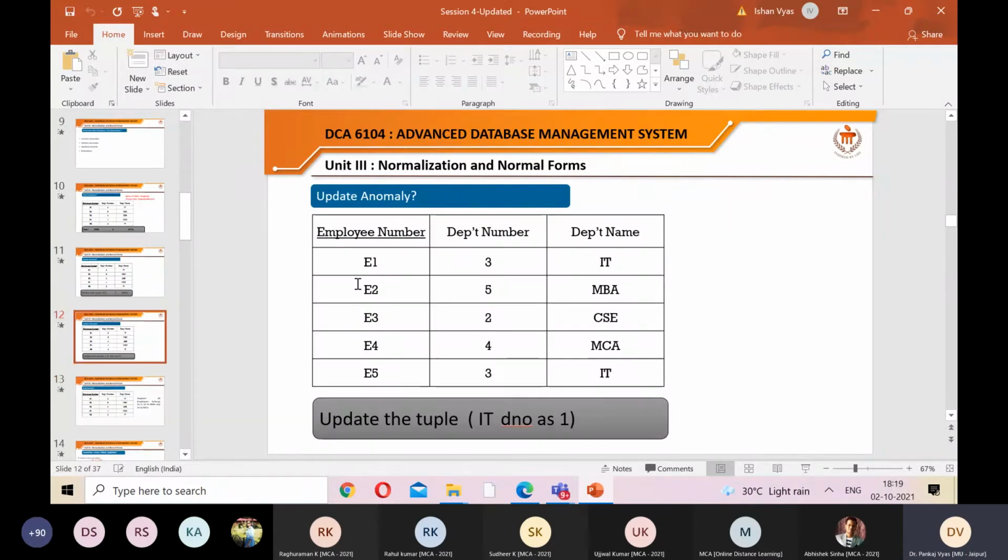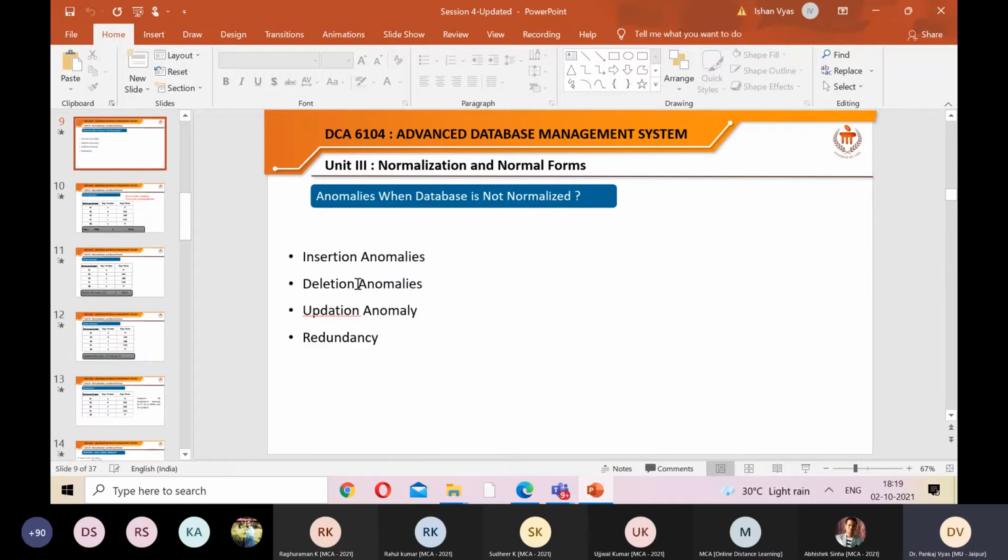What are the problems that we are having? Now you see here, if the relation is not normalized, then you may have different types of anomalies. Deletion anomalies, updation anomalies, redundancies. Clear? Now here you can be given some example that explains what is insertion anomaly. Can anybody tell me what is insertion anomaly?